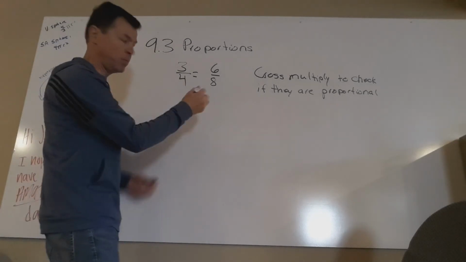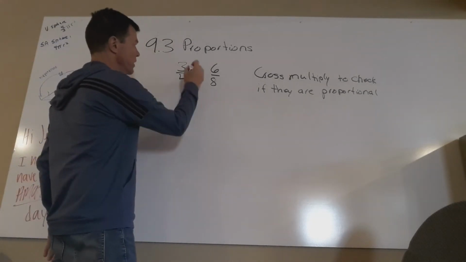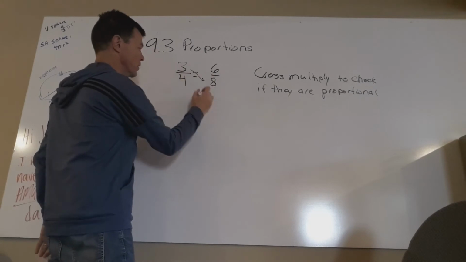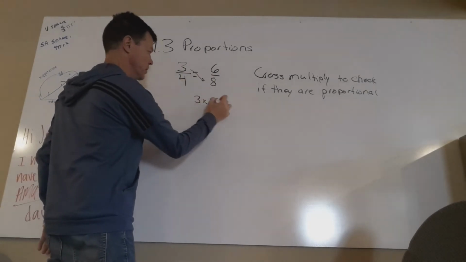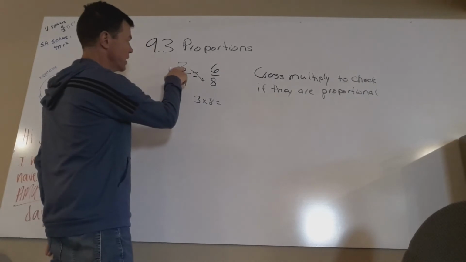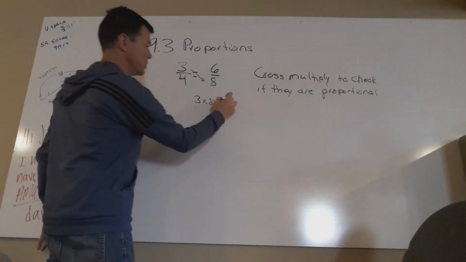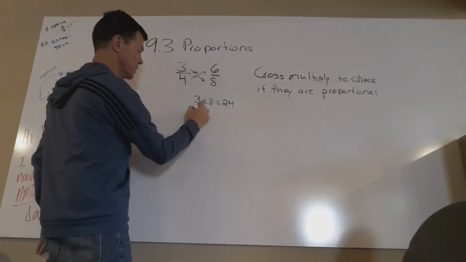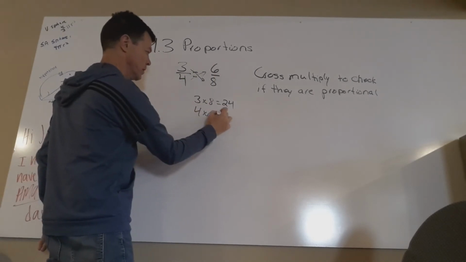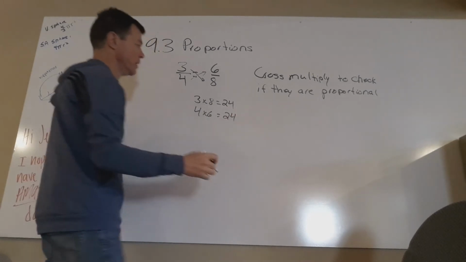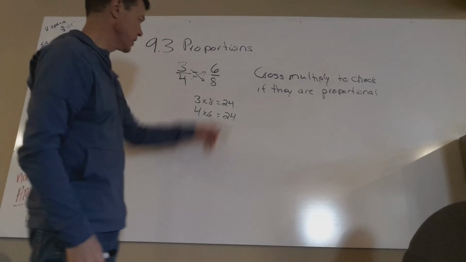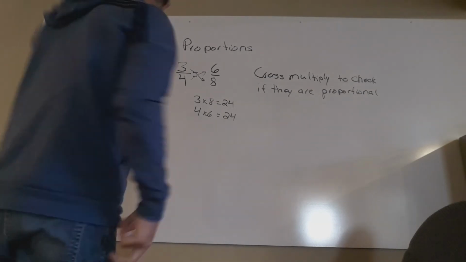You can already figure this out, but if we cross multiply, it's going to be 3 times 8. You're just multiplying the top with the bottom. 3 times 8 is 24, of course. And then do the same thing, 4 times 6. That equals 24. They both need to equal the same thing to be proportional, and they do. They both equal 24, so that one is easily figured out.